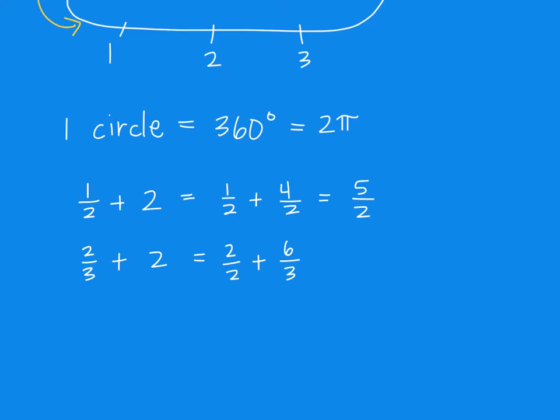Okay, well, what is 4 over 2 equal to? What's 6 over 3 equal to? 2. They're both equal to 2, but you choose it based on the common denominator. So then we get 8/3.